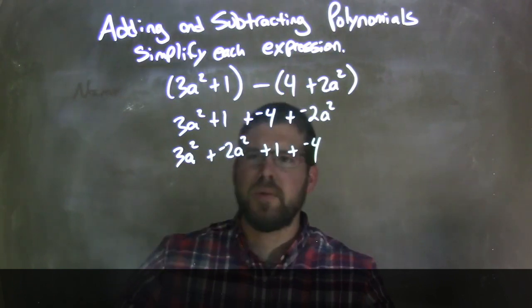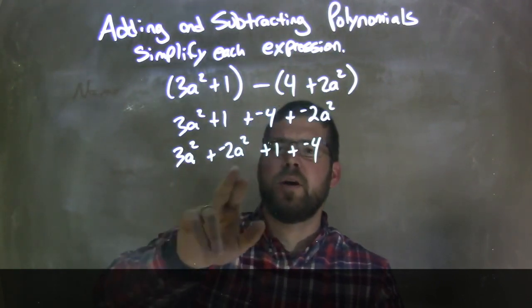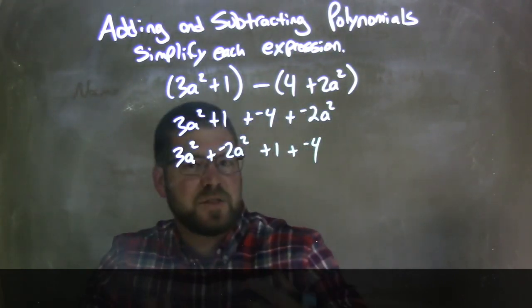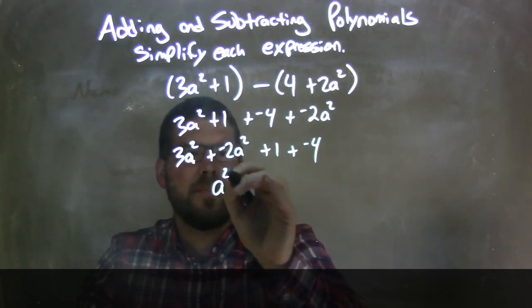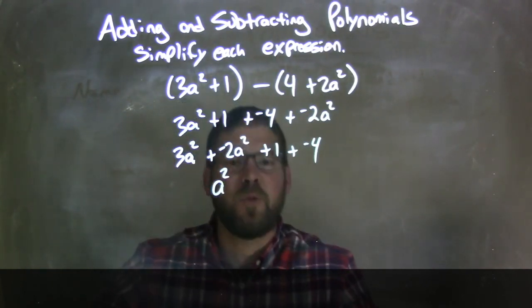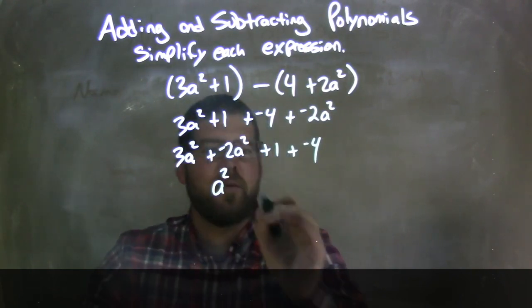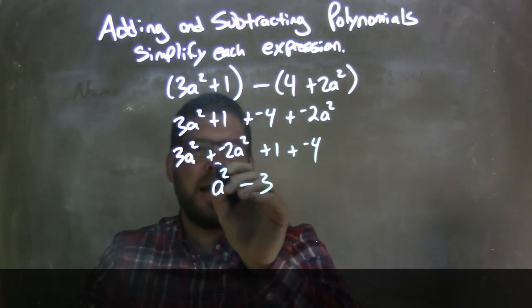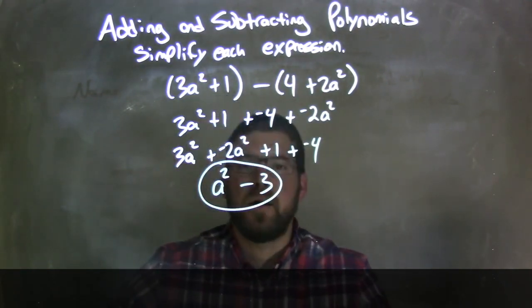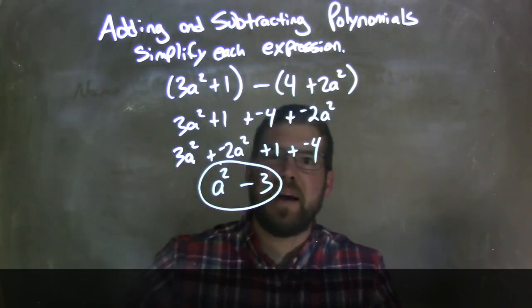Okay. Now let's combine my like terms. 3a squared plus a negative 2a squared is just a squared, right? 1a squared. And then 1 plus a negative 4 is a negative 3, so we have a minus 3 here, same thing, right? Adding a negative, same thing as subtracting 3. And then we have a squared minus 3 as our final answer.